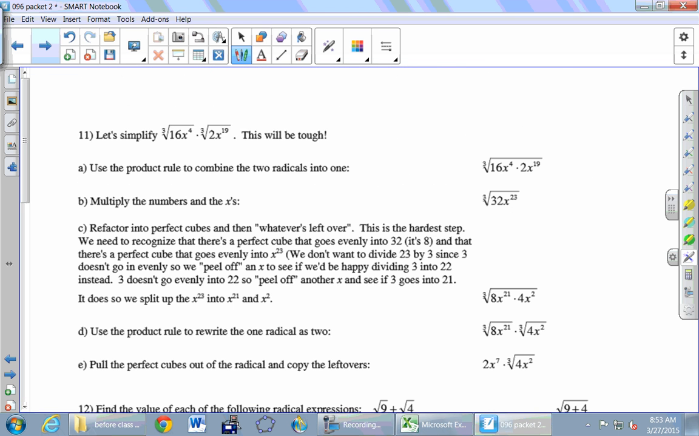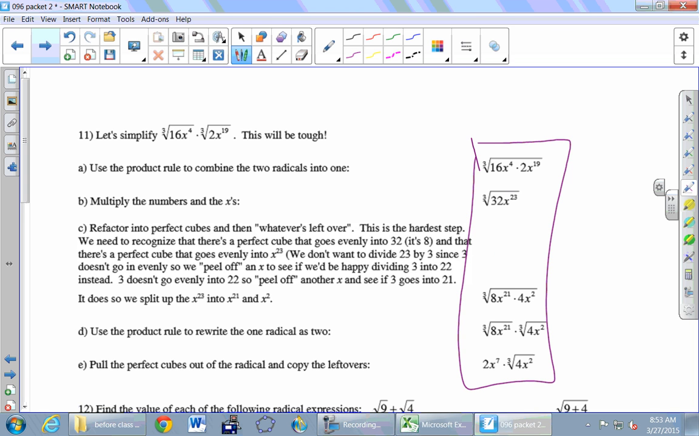Okay, so on the next page, we will see how we're going to use this. I'm going to ignore all of this stuff here. You're welcome to put a line through it. We're basically just going to build it from scratch here. What we're going to do is simplify this expression up above: cube root of 16 x to the 4 times cube root of 2x to the 19. Okay, so let's give this a shot.